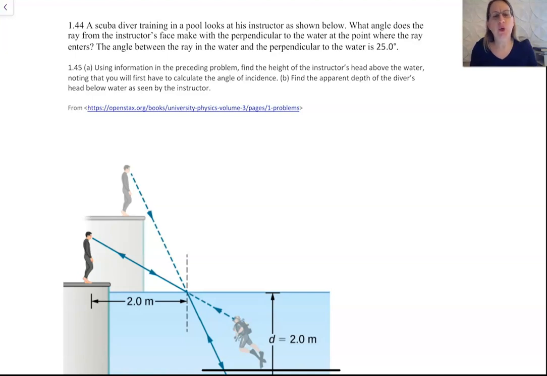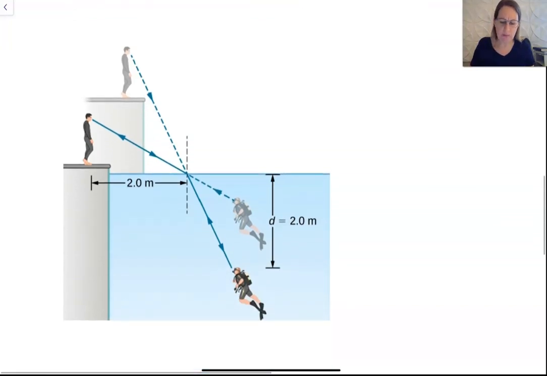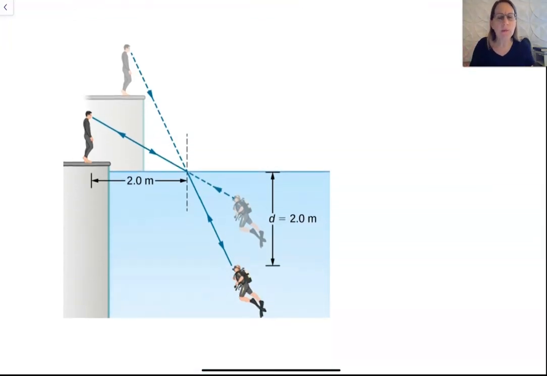Here we're going to look at two related questions about what we see when we look from one material into the other with different index of refraction. So first let's look at the picture. It's not quite right, but it's close enough for us to see what's going on. The idea here is that the light ray that's actually happening is from the instructor down to the scuba diver. It looks like this.